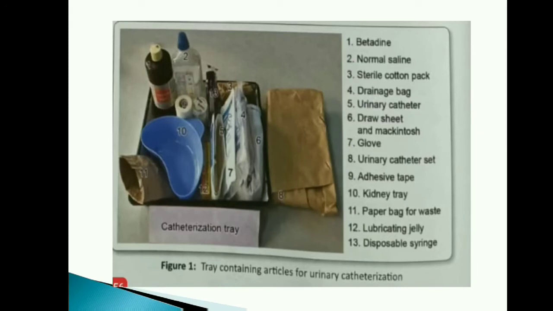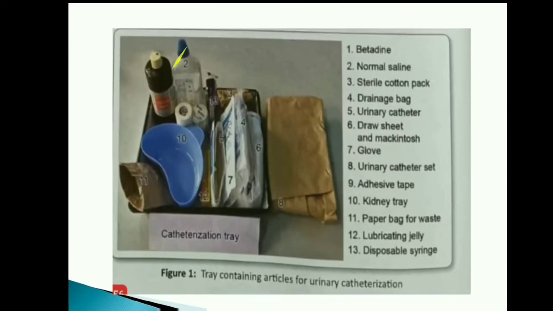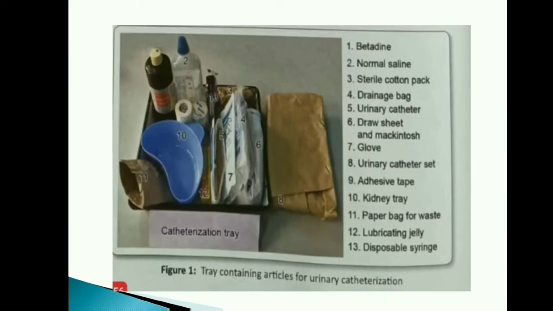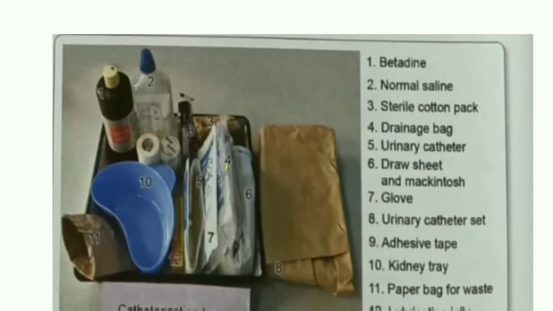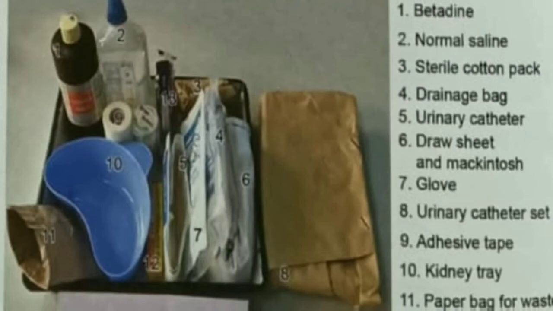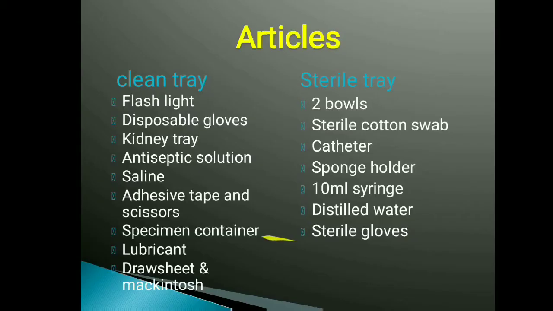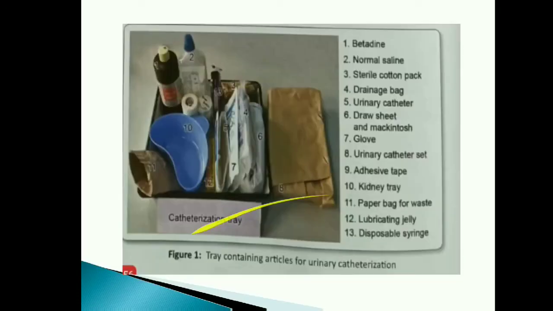So we will discuss this. The first one is the betadine. Here you can see on the screen. The second one is the saline. The third one is the sterile cotton bag, which is kept behind this. The fourth one is the drainage bag, and the fifth one is the urinary catheter. You can see here urinary catheter. The sixth one are the draw sheet and the Macintosh, and the seventh one are the gloves. Eighth one are the urinary catheter set.